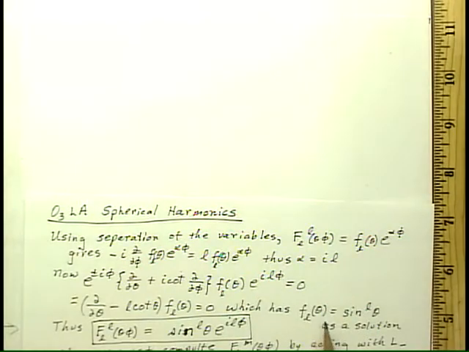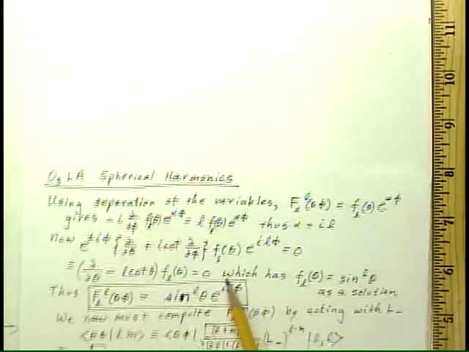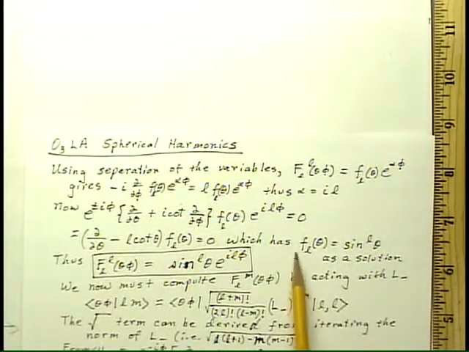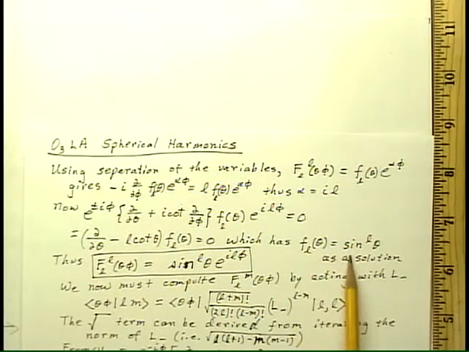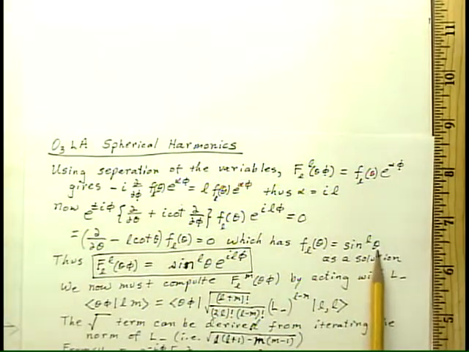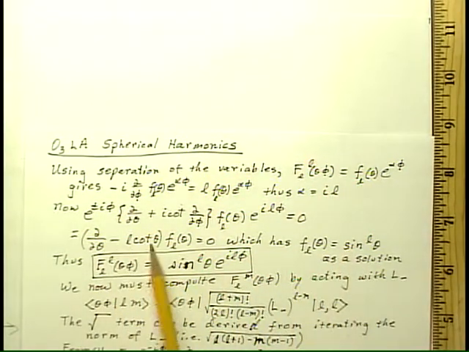And one can very quickly verify that this has the solution f_L of theta equal to sine to the L-th power of theta. One simply substitutes that in, verifies that it is a solution, and then one finds that F_LL of theta and phi is sine to the L-th power of theta times e to the I L phi.